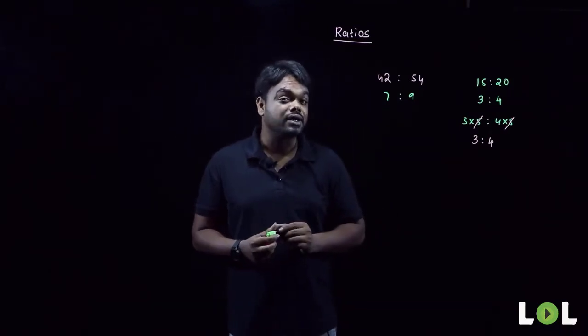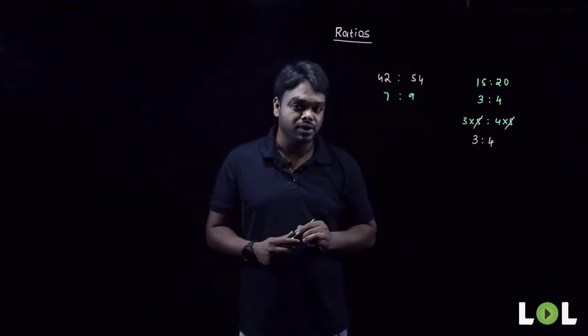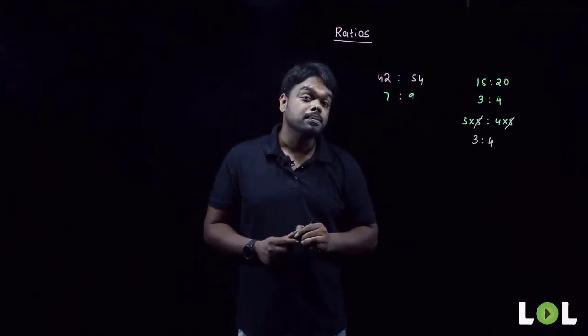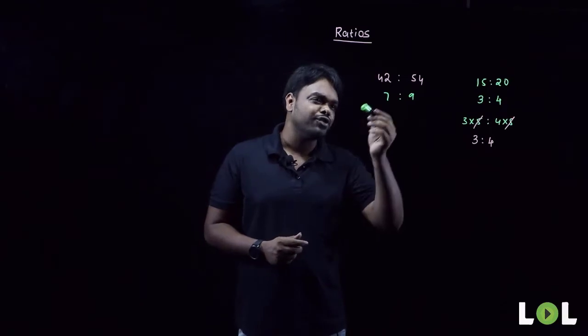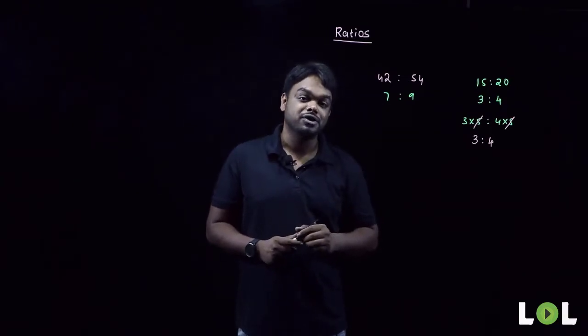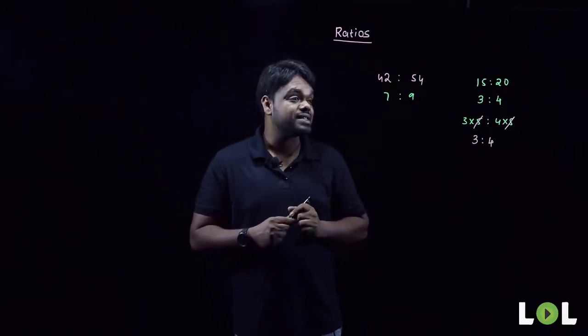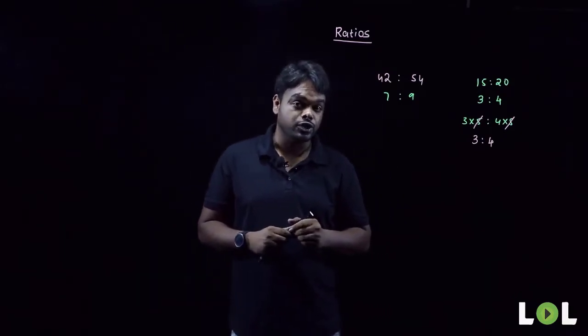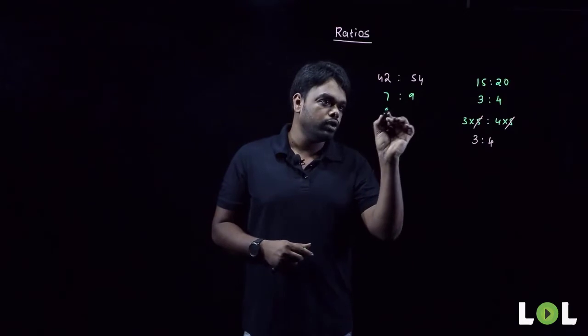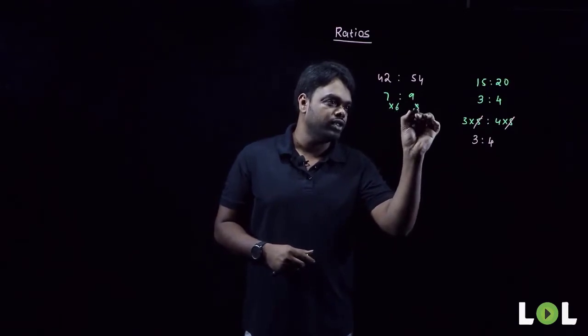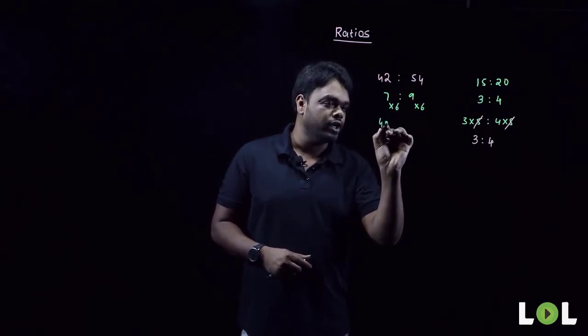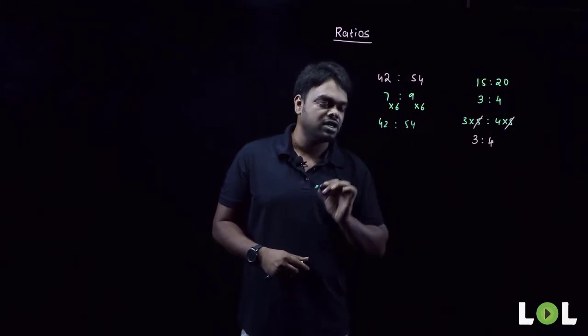Now you understood that to calculate the ratio from the given numbers, you have to divide with the HCF. What if you want to go back to the original numbers? You just multiply with the HCF. In this case, 7:9 is the ratio. We know that the HCF is 6. If you want the original numbers back, we multiply both the numbers with 6. 7 times 6 is 42. 9 times 6 is 54. That is the original number.